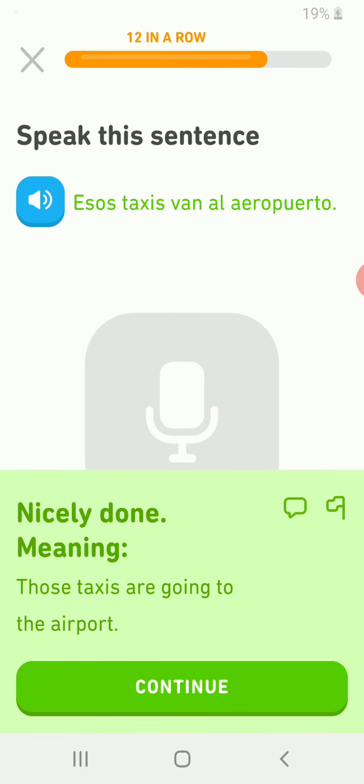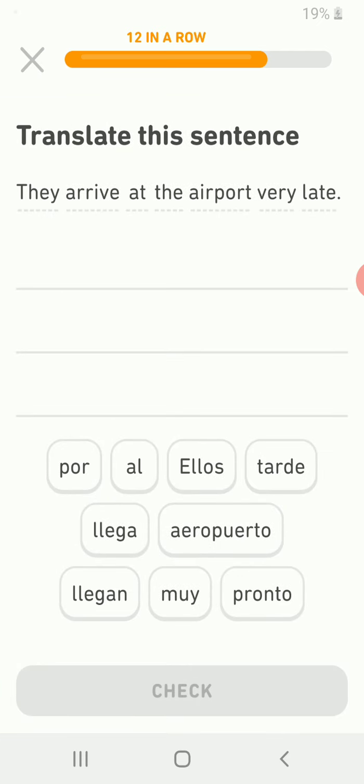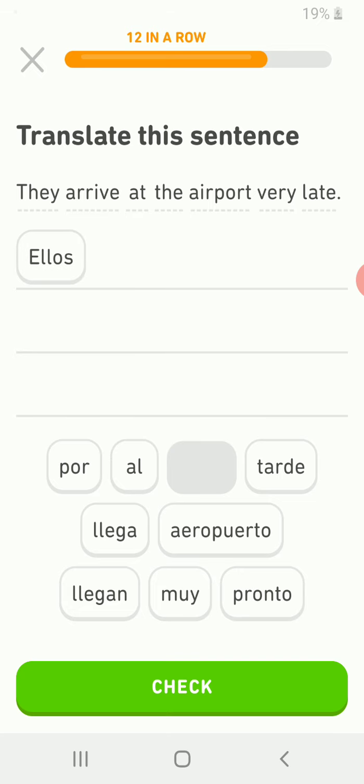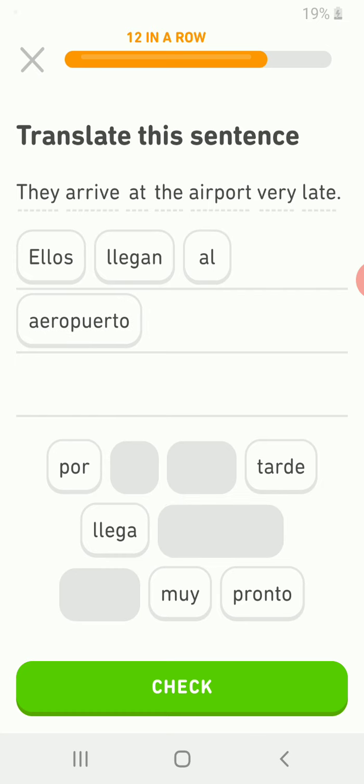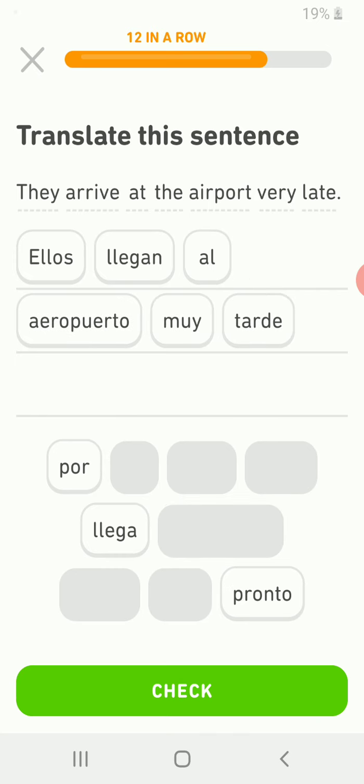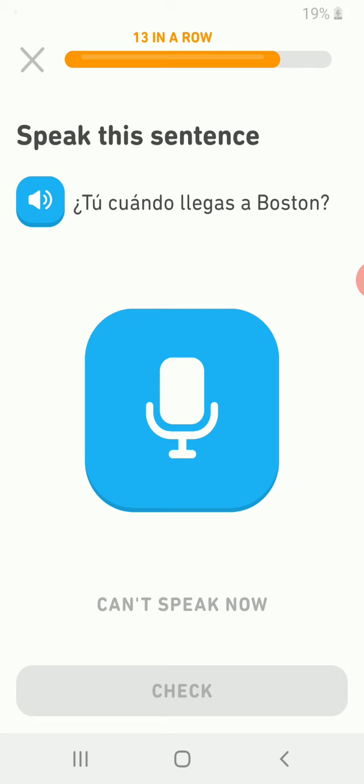So, esos taxis van al aeropuerto. So, those taxis are going to the airport. So, they arrive at the airport very late. Ellos llegan al aeropuerto muy tarde. ¿Tú cuándo llegas a Boston?